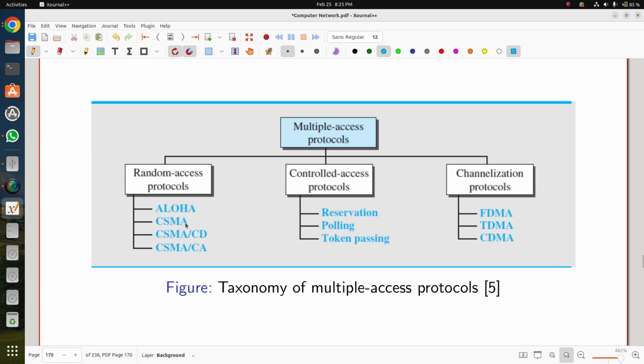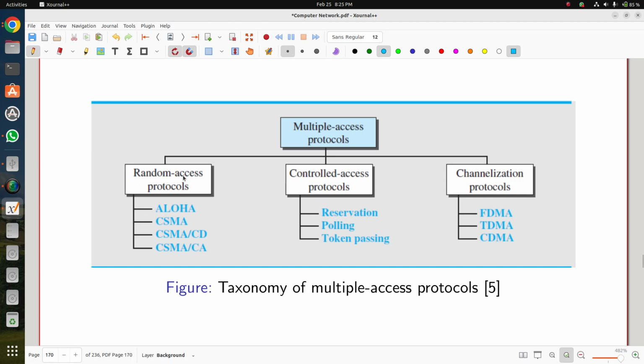In this course, we will preferably talk about random access protocols like ALOHA, CSMA, CSMA/CD, and CSMA/CA. So in the case of random access protocol, what happens? The nodes compete to grab the link. Obviously, collisions may occur, and then you need to handle the collisions. We will talk about these protocols in detail.